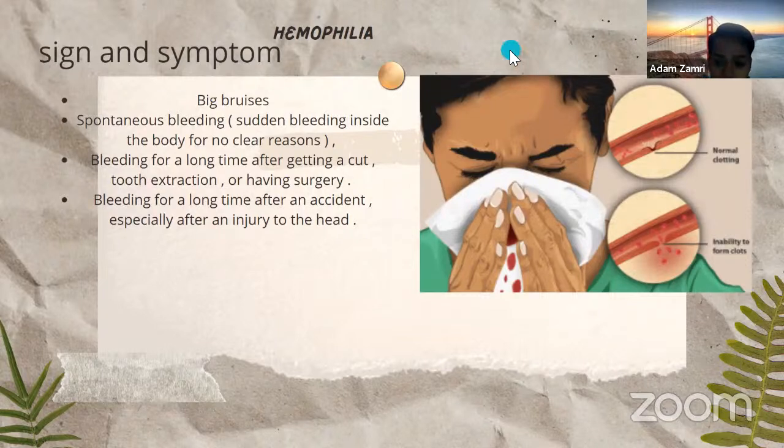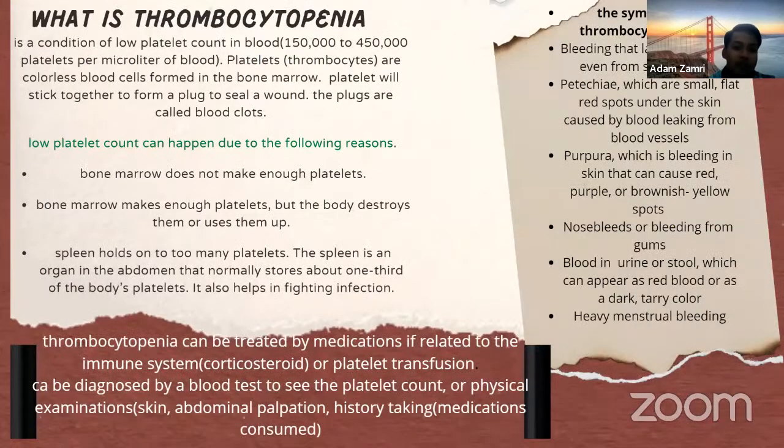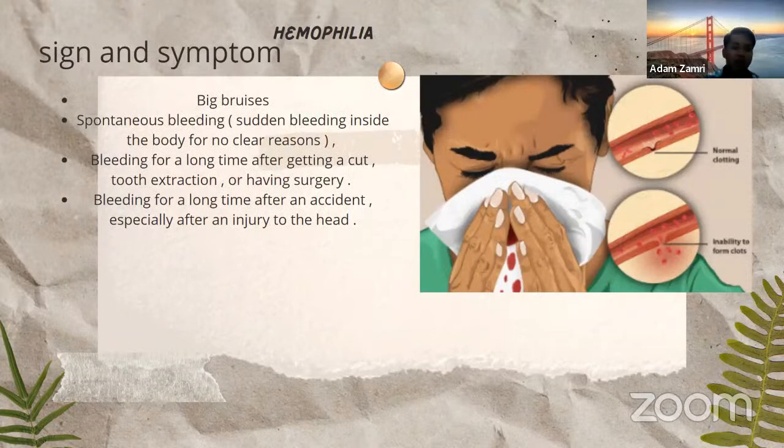In severe hemophilia cases, a person may experience spontaneous bleeding, most commonly in the muscles or joints. This may result in pain and swelling. Next is bleeding for a long time after an incident, especially after an injury to the head.